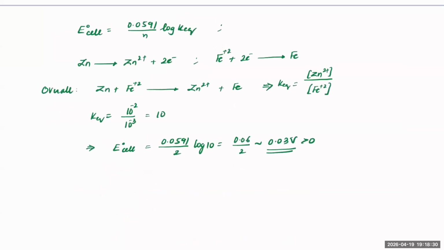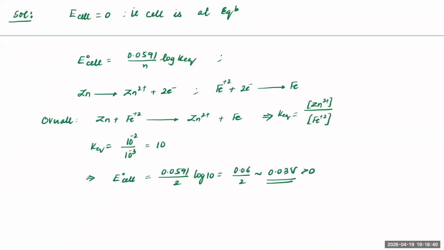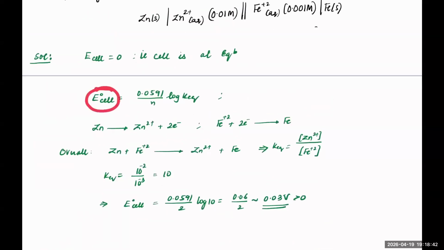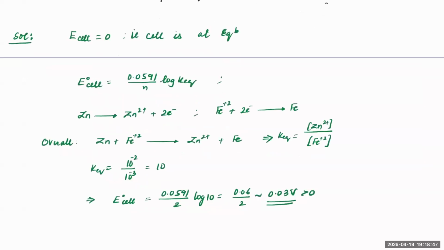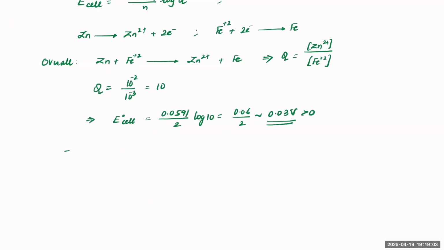Correct? But what if there is an E cell given already, and then you have to find out the value of K equilibrium at this position. So for that, we require the E naught cell value. Here, E naught cell value is what we calculated, correct? So, since we calculated already, I just have to change this part as only Q here, and this one I'll write as Q here. So we got the E naught cell value, and the E cell value is known to us, which is 0.3.